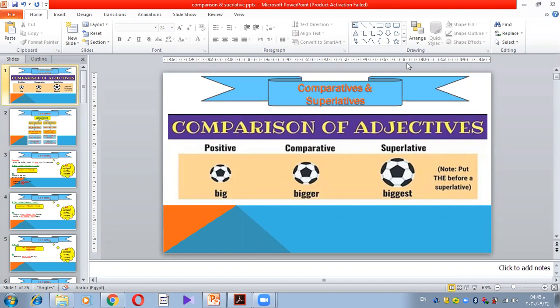To make it simple, just have a look at this picture. Do you see this ball? Yeah, it's big. What about this one? Compared to the first one, it's bigger. That's the comparative form. Okay, if we look at this, it's the biggest. Yeah, that's a superlative form. Okay, when can I use it and how can I use it?